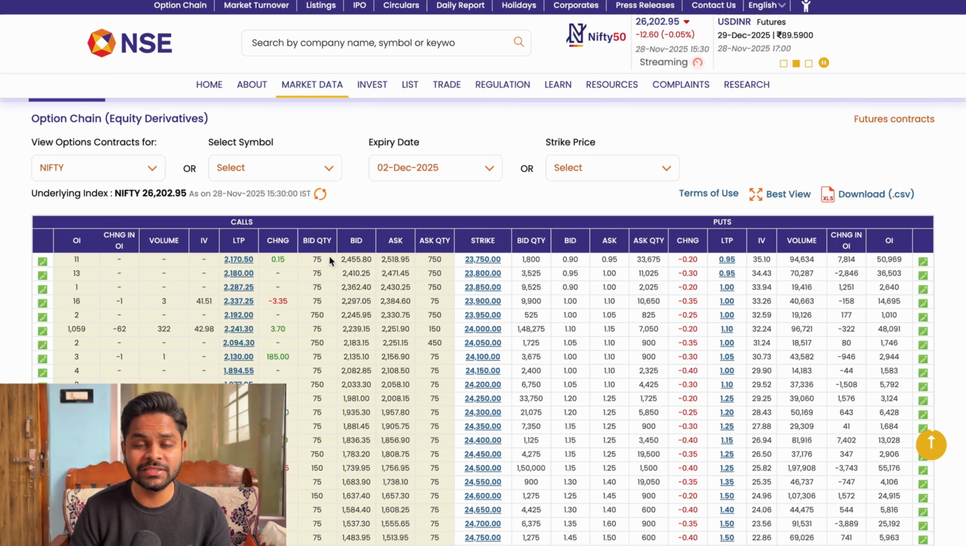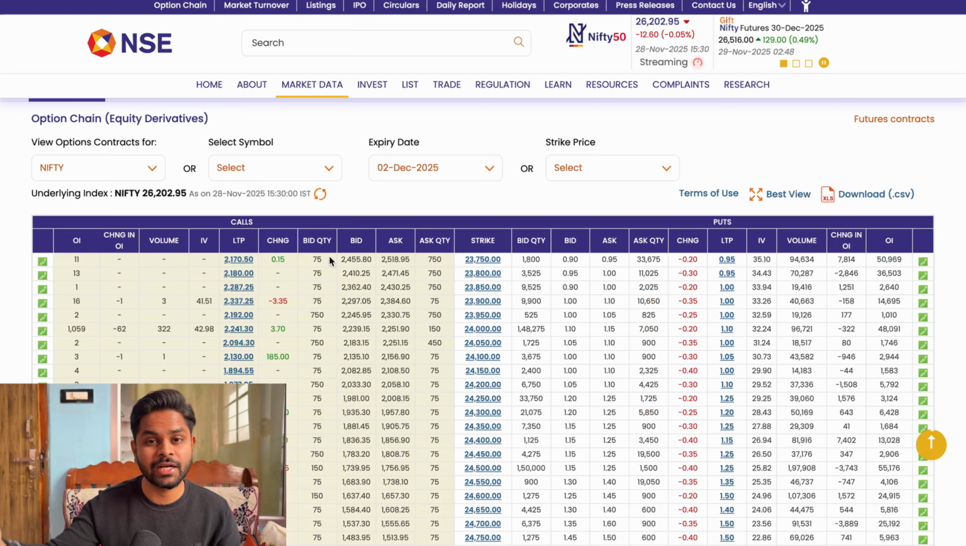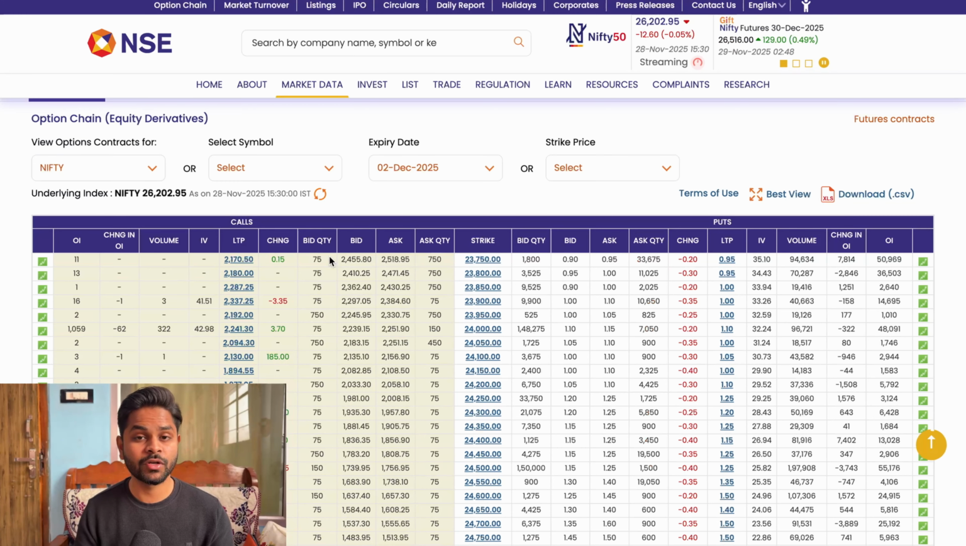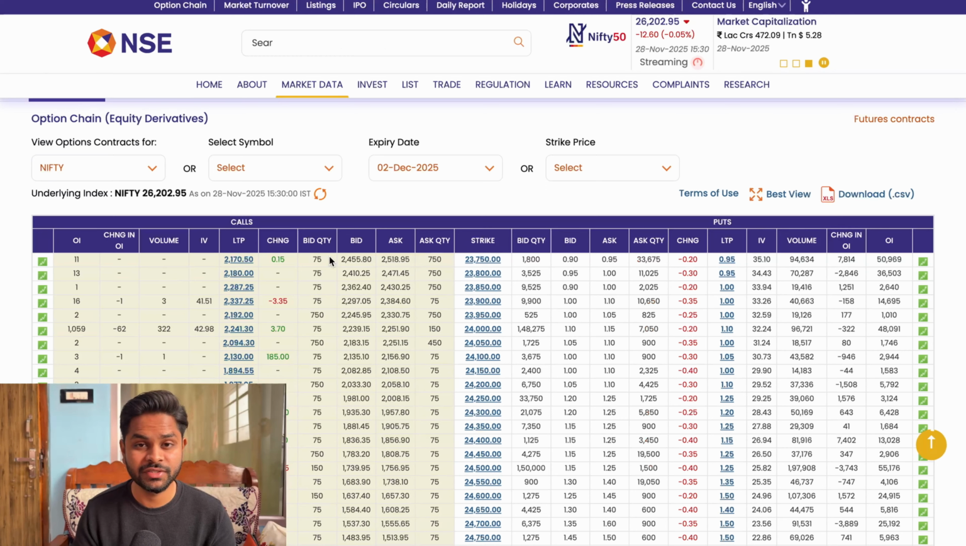So call data means that market will go up. As an option buyer, you buy call, which means market will go up, and put means you buy put options, which means market will go down. Correct? That's what you have been knowing, because 90% of traders are either option buyers or futures buyers, right? But 10% of people are option sellers.